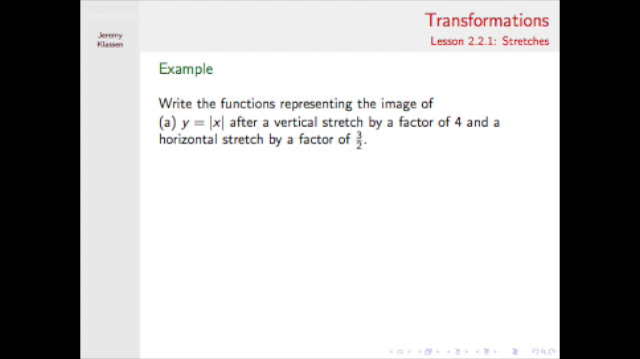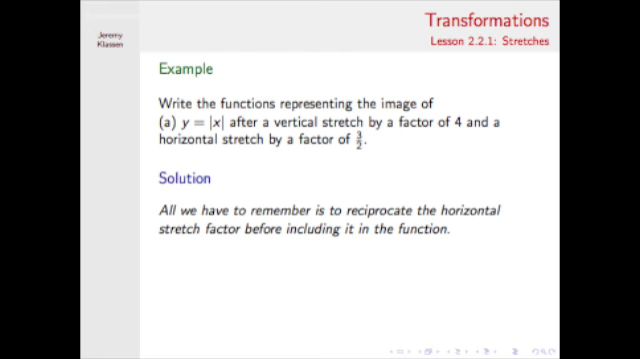Okay, now this next question is similar to the one that we just did. We're going to write the functions representing the image of, and in this case it's y = |x|, after a vertical stretch by a factor of 4 and a horizontal stretch by a factor of 3/2. And now hopefully at this point you've noticed the pattern here, that all we have to do is really remember that we have to reciprocate the horizontal stretch factor when we put it in the function.